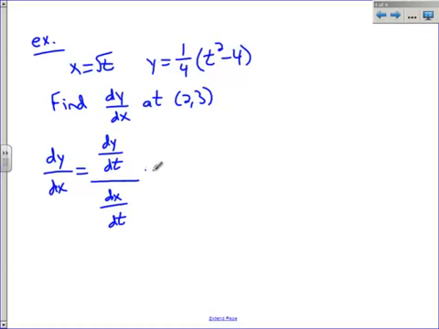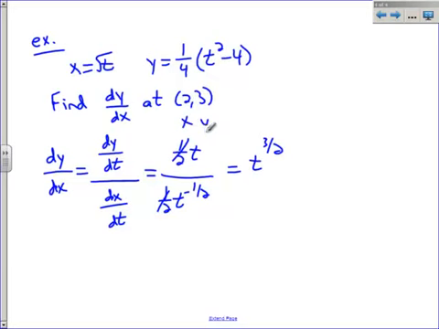Okay, so the derivative of this y equation, if we multiply that 1/4 through there, we get 1/4 t squared, and so the derivative of that is just 1/2 t. And then the derivative of the x equation is 1/2 t to the negative 1/2. And this would simplify to just t to the 3/2. But what do we plug in for t? I mean, this is an x and a y. So we're going to have to figure out what that t is, and hopefully make sure that they have the same t value.